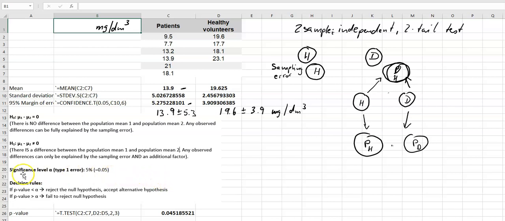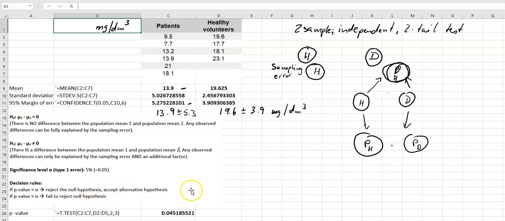In the next step, we set a significance level alpha, that's our type 1 error, and very often we will set that to 5%, or equals 0.05, and that then helps us to make a decision, and we can set up some decision rules. So we can say if the p-value that we are going to calculate in a minute is smaller than this significance level, we reject the null hypothesis.